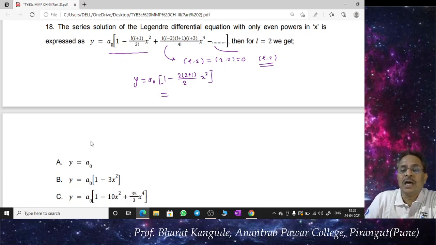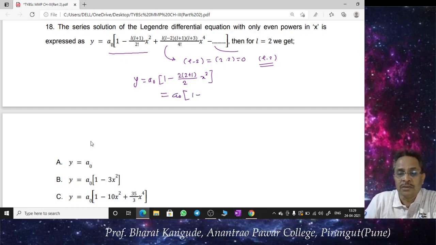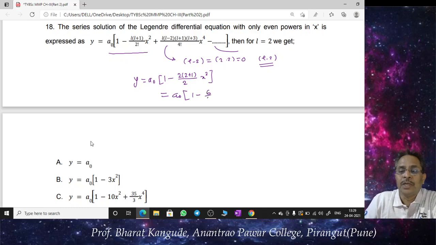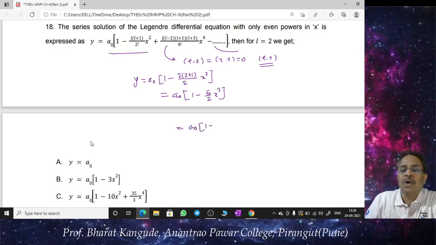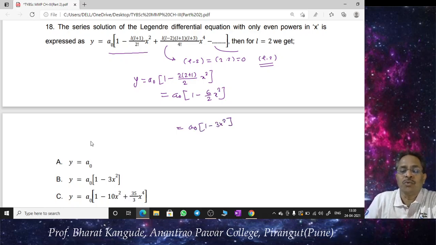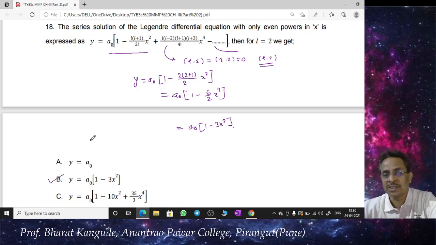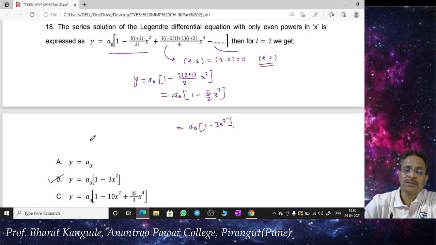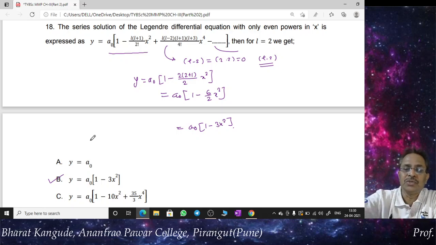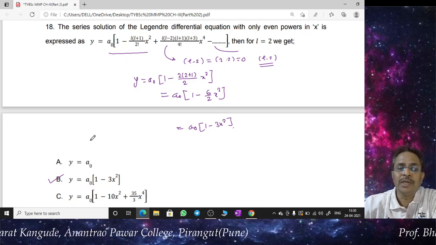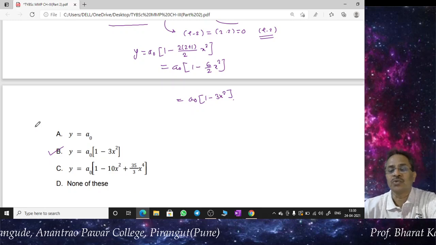Just solving this, I will get A0 into the bracket 1 minus 2 into 2 plus 1, which is 3 into 2 is 6, upon 2, multiplied by x square. Solving this, we get A0 times 1 minus 6 upon 2, which is 3x square. So what we get is option B. That is how, in this infinite power series, putting the condition L equal to 2, all the terms except the first two vanish and give 0, and what we get is called the Legendre polynomial. So it is A0 times 1 minus 3x square and so on.